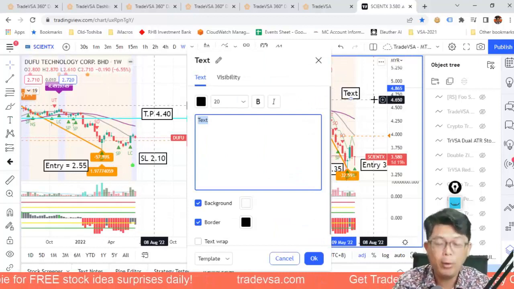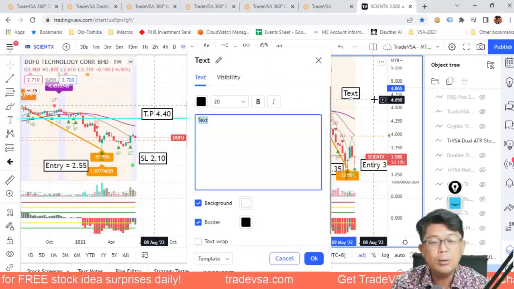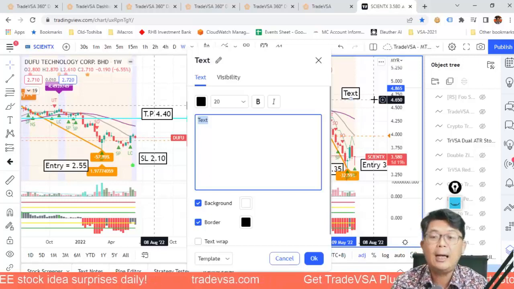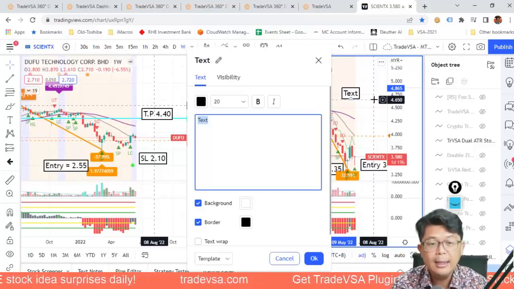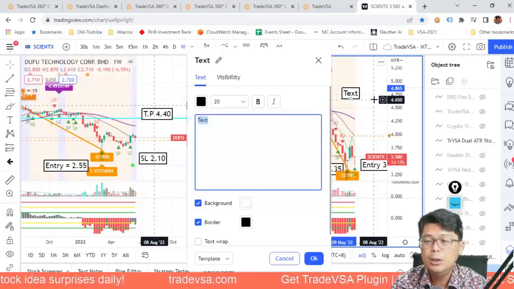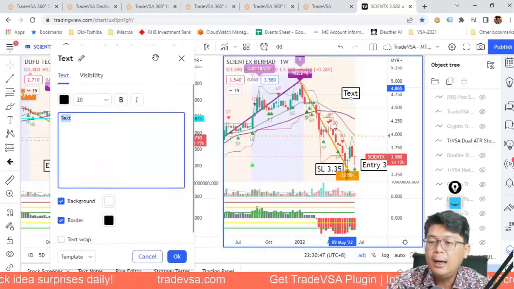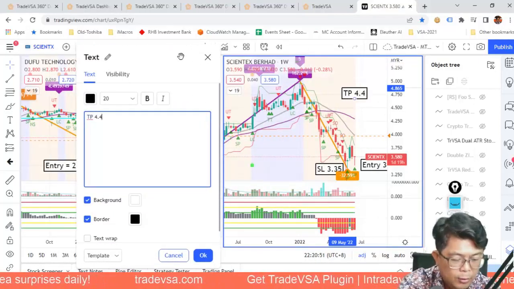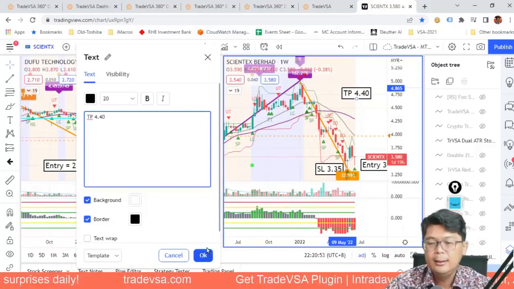Most important, make sure you have a 1.8 reward to risk. So let's say you calculated the risk is 15 cents and you want to have a 1.8. So 15 cents times 1.8 will give you a target price that makes the trade worthwhile to do. So here, just now we were saying, the target profit is 4.40.